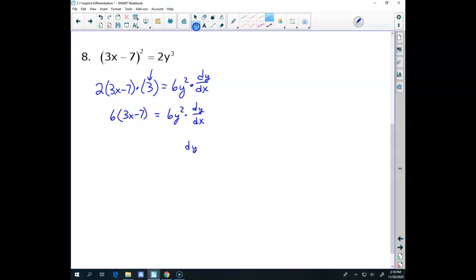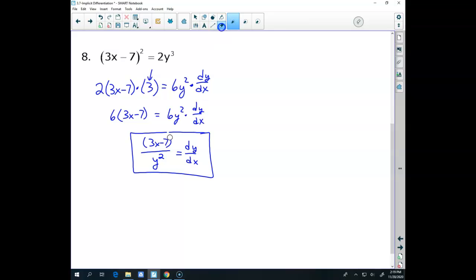So I know dy dx actually equals 6 times 3x minus 7 over 6y squared. And of course, I can reduce that 6 and that 6 out. So I can see my derivative right there is going to be 3x minus 7 over y squared. Is it okay if I don't put the parentheses on it like that? Yeah, I don't care if you got them on there. They're not needed anymore. But that is an equivalent, okay?